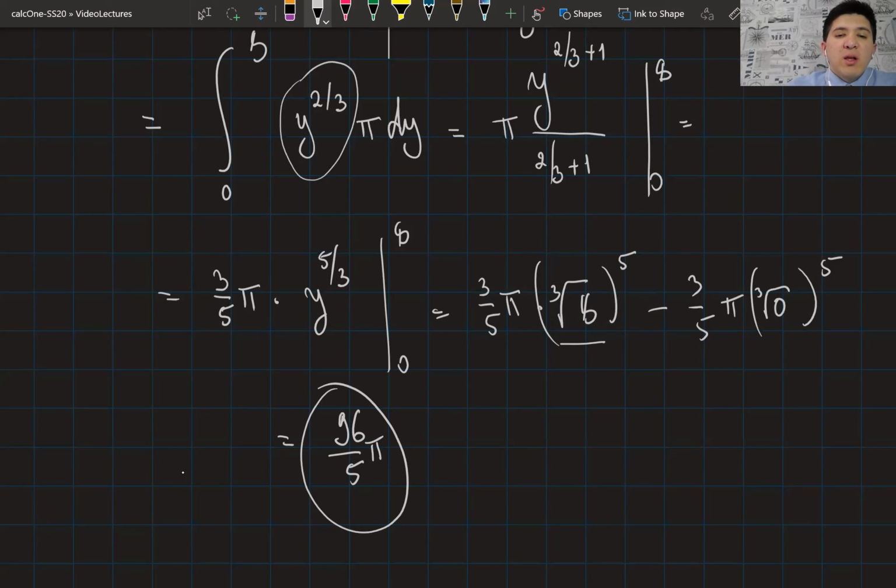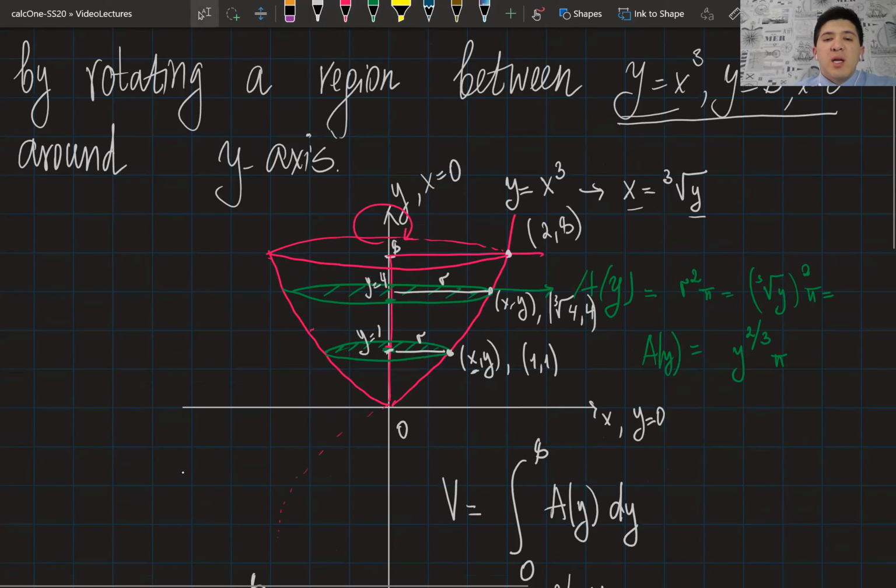So this is going to be the volume of the solid, which is obtained by rotating this region around the y-axis.